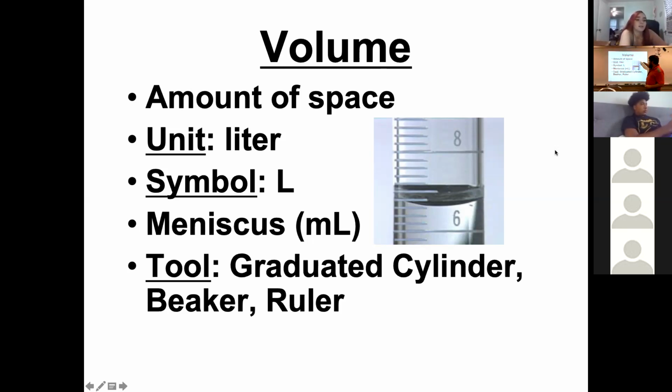So here I see there's 8 milliliters, here's 6 milliliters. 7 must be in the middle. It's less than 7 milliliters. It's actually 6.246 milliliters.